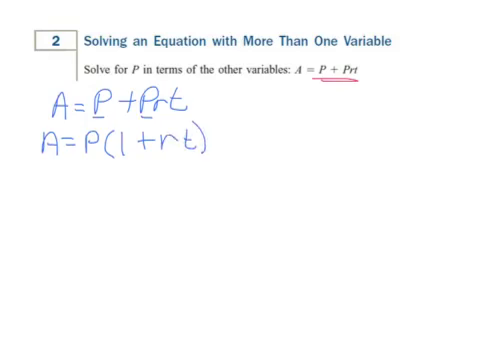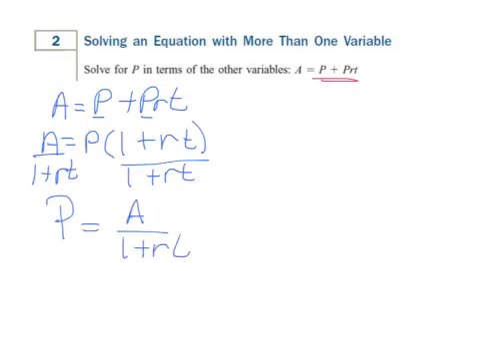Now that I have p pulled out, I need to get it by itself. So p is multiplying 1 plus rt. Divide by 1 plus rt. And therefore, p equals a over 1 plus rt. This is very simple stuff. Don't make it hard. Just remember the things you know how to do.